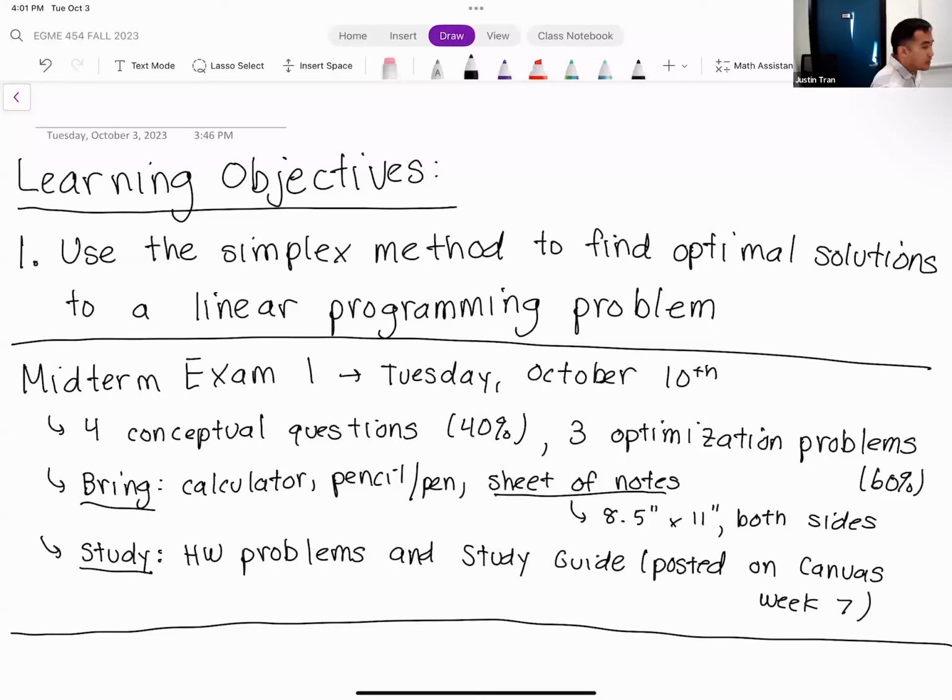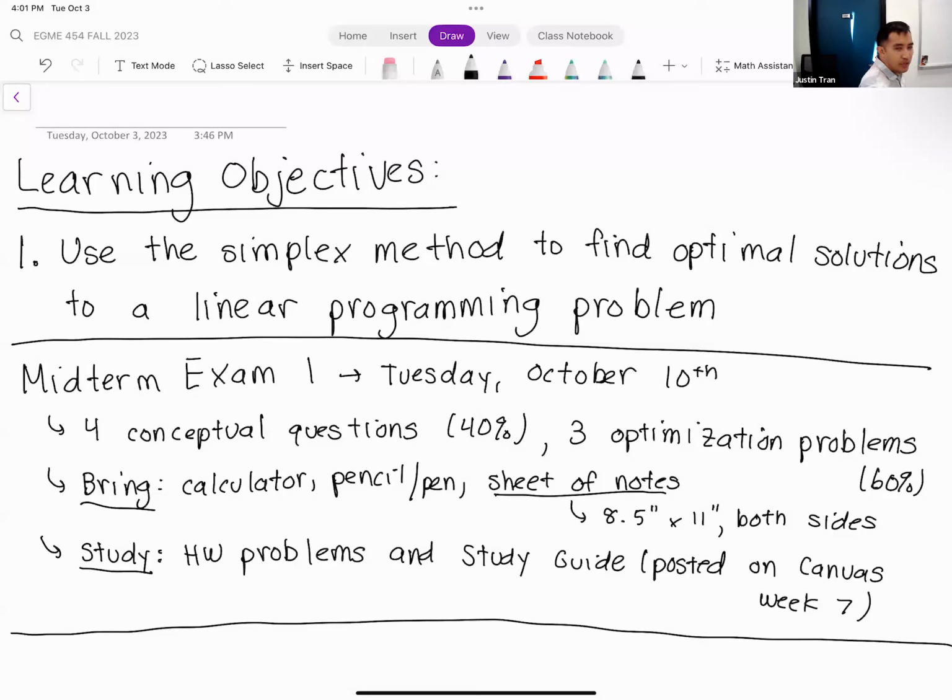So just some information about the exam. Right now, I'm planning to have four conceptual questions. The conceptual questions are basically short answer questions, and so you're going to answer them with maybe two or three or four sentences, maybe a picture, or maybe I'll give you a picture and you have to interpret the picture, something of that variety. And so you'll have four of those. That'll constitute about 40% of the points on the exam.